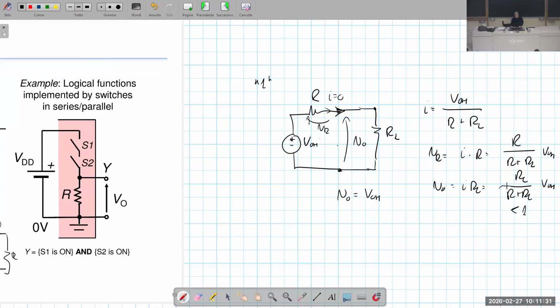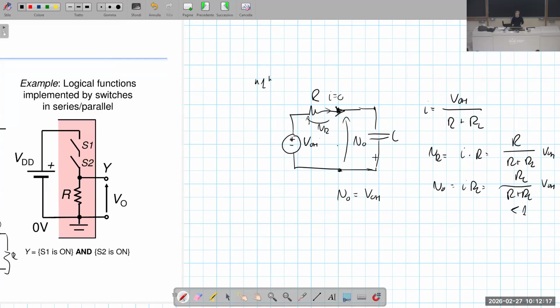This is smaller than 1, so VO is smaller than VOH. So when we draw some current from the output, typically the high logic level decreases, is no longer VDD, but something less than VDD. Okay? The good news is that in most present-day logic gates, the load that can be the input of other gates or the interconnects is not resistive, is not a resistance, but it is a capacitance.